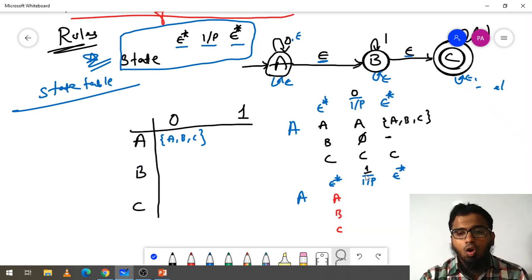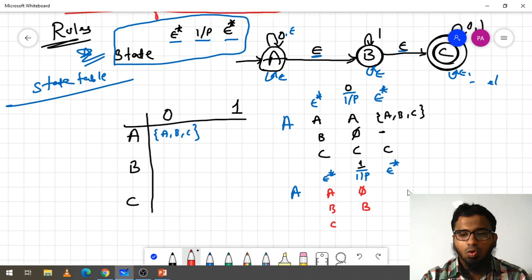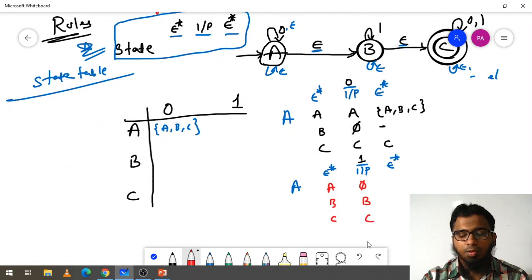Here from A on 1, where is it going? A is nothing, so here the answer will be phi. Next, B on 1 is going to B only. Next, C on 1 is going to C only.